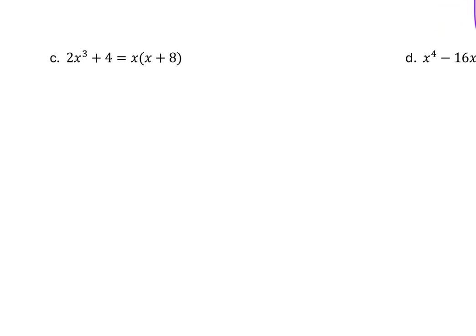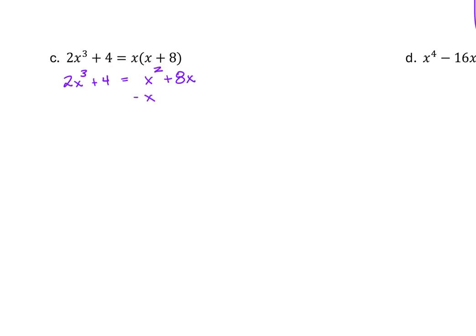All right, our next example, we have 2x cubed plus 4 equals x times (x plus 8). The first thing that we want to do is get rid of the parentheses. We want to move everything to one side of the equation. So we're going to start with our 2x cubed plus 4. I'm going to distribute the x, and we get x squared plus 8x.